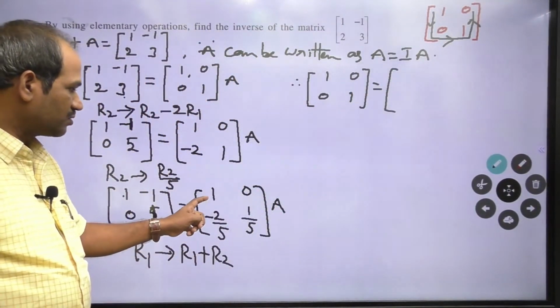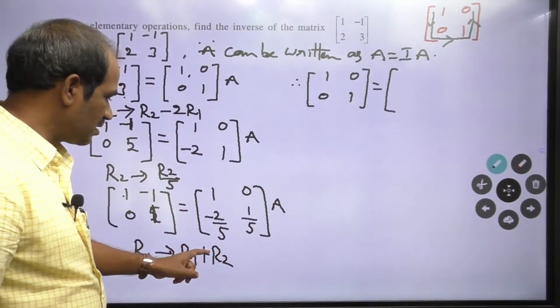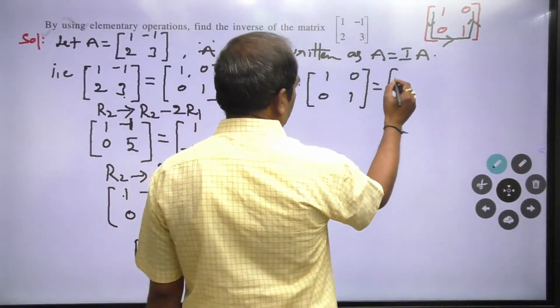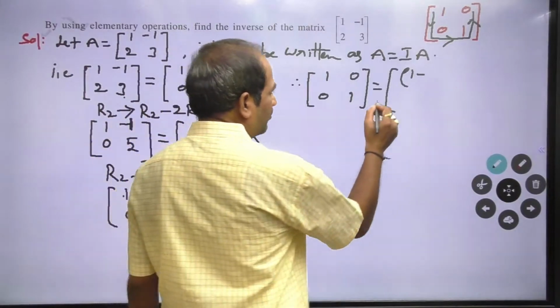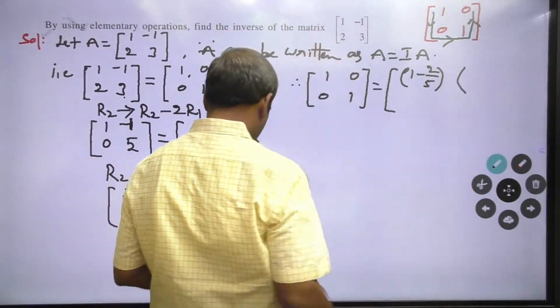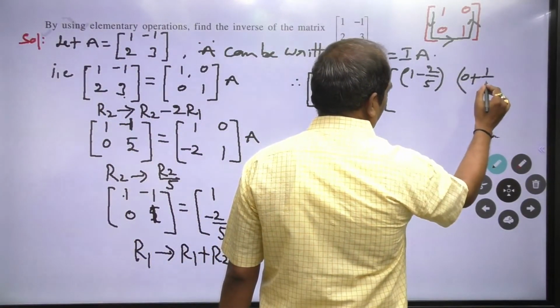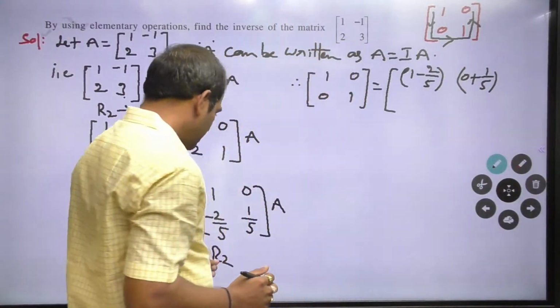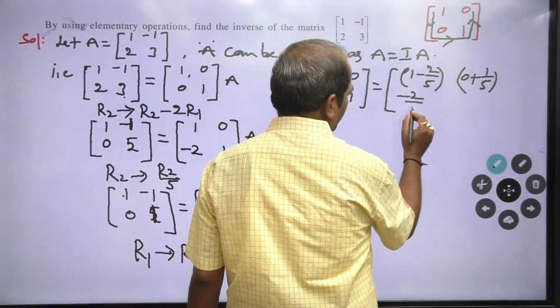So R1 plus R2, adding these two. R1 plus R2 means 1 minus 2 by 5. Next, in this element, adding these two, 0 plus 1 by 5. Next, in this value R2 is the same, that is minus 2 by 5.